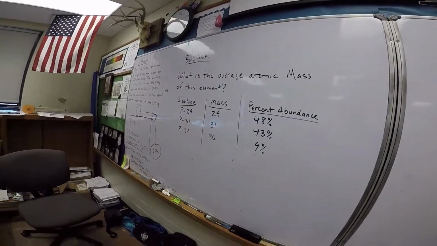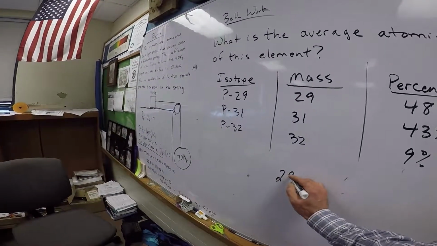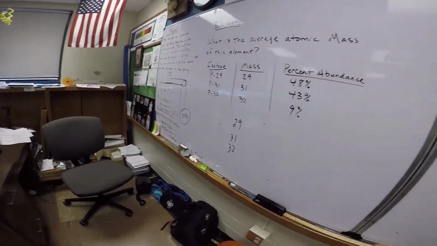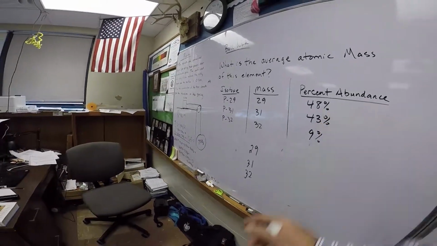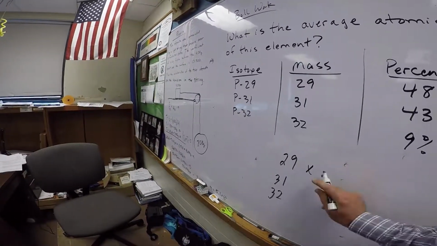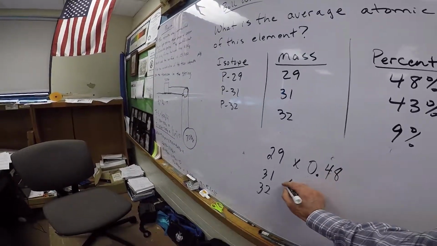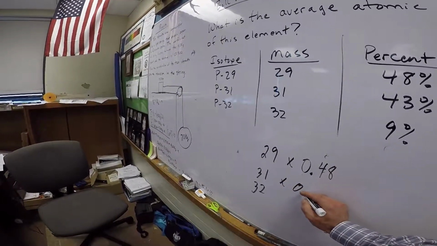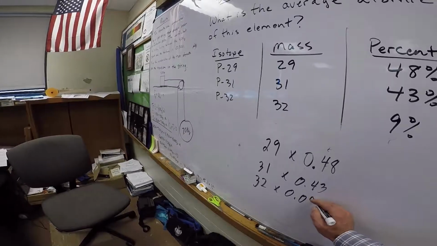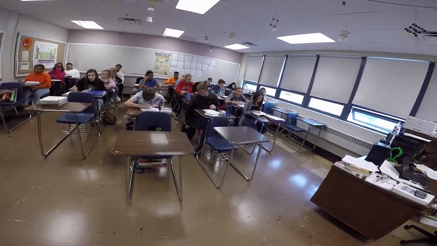You know you're going to be addressing what? Mass. So I'm going to put my mass on my scratch sheet of paper. Does everybody see those are the masses? Then you're going to multiply times the percent. So you can't multiply times the percent, so I'm going to divide by 100. So I get times 0.48 times 0.43 times 0.09. Does everybody see how I got those numbers? I just divided the percents by 100.